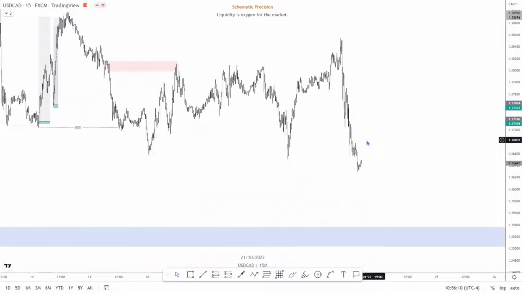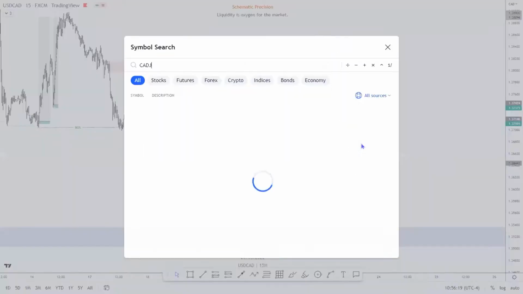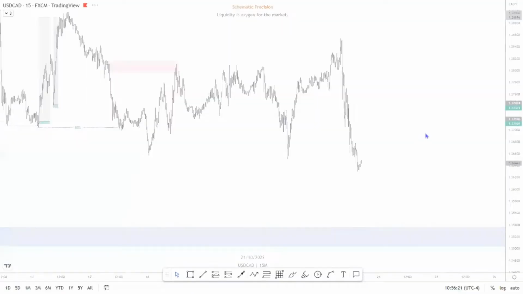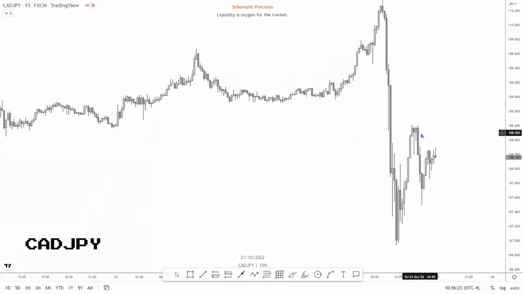Any other questions, guys? Can you look at CADJPY? CADJPY. Okay.